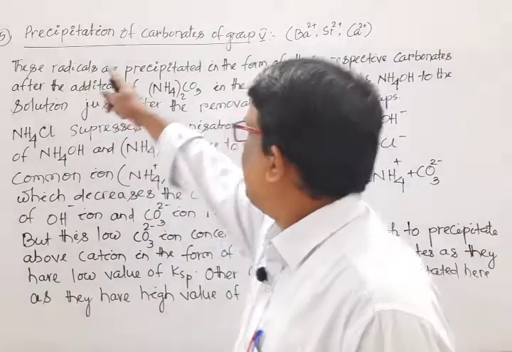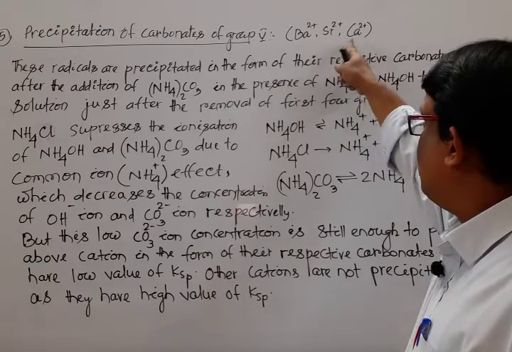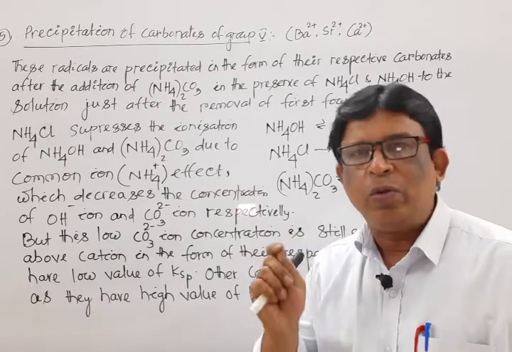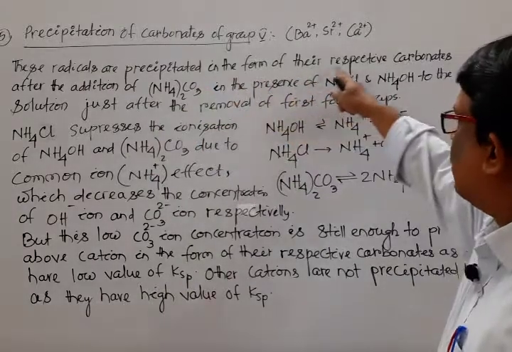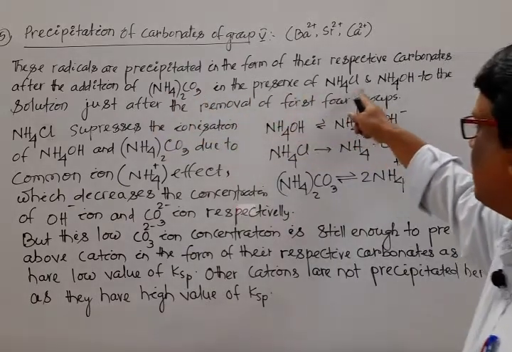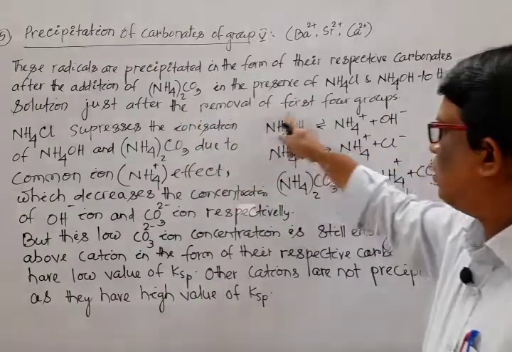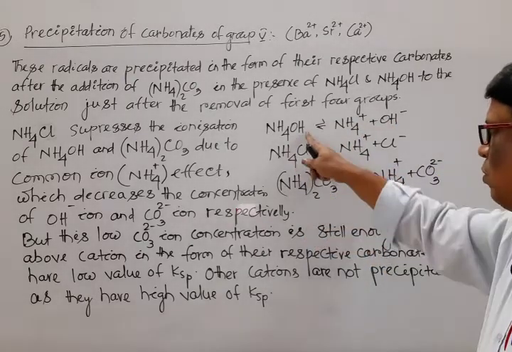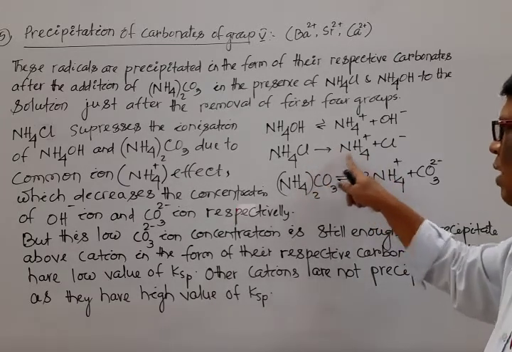Okay, mark that. Precipitation of carbonates of group 5. Group ions, that is cations, are barium, strontium and calcium. And the group reagent is ammonium hydroxide plus ammonium chloride plus ammonium carbonate. Mark that. These radicals are precipitated in the form of their respective carbonates after the addition of ammonium carbonate in the presence of ammonium chloride and ammonium hydroxide to the solution, just after the removal of the first 4 groups. Mark that. Ammonium hydroxide, a weak electrolyte, dissociates partially, while ammonium chloride, a strong electrolyte, dissociates completely.